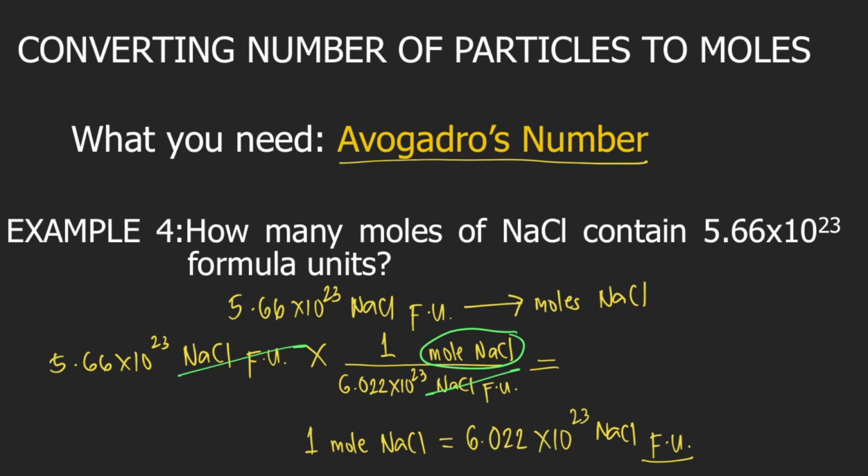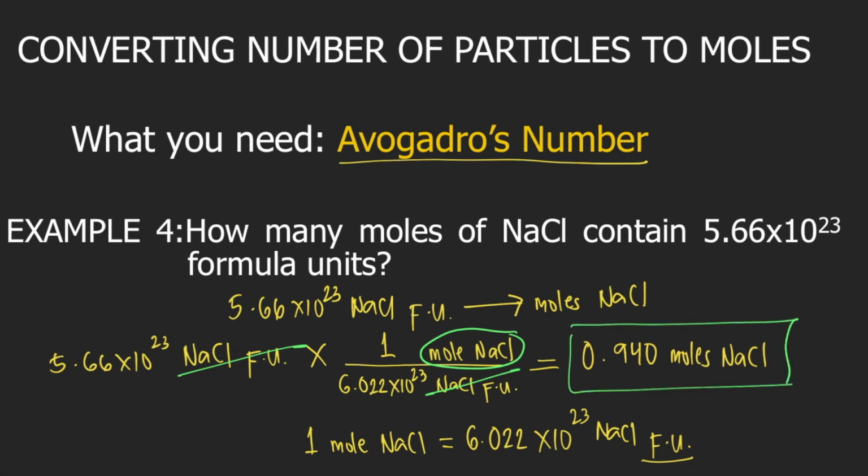And if you solve this in your calculator, 5.66 times 10 raised to 23 times 1 divided by 6.022 times 10 raised to 23, this is approximately equal to 0.940, and the unit is moles of NaCl. So this is the answer to example 4.